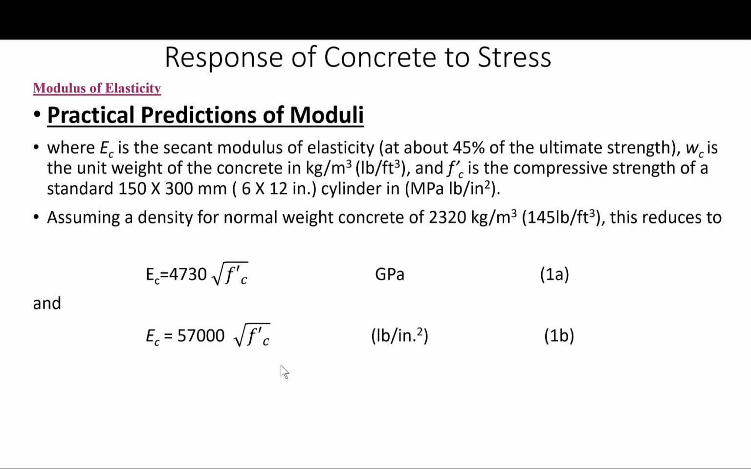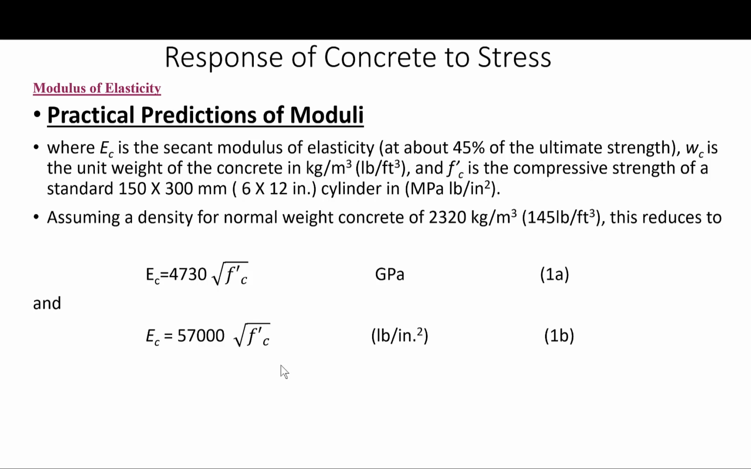Here, E sub c is the secant modulus of elasticity, which is at about 45% of the ultimate strength. W sub c is the unit weight of concrete in kilograms per cubic meter or pounds per cubic foot. And f prime c is the compressive strength of the standard 150 by 300 millimeter or 6 by 12 inch cylinder in MPa or psi, whatever units you are using.